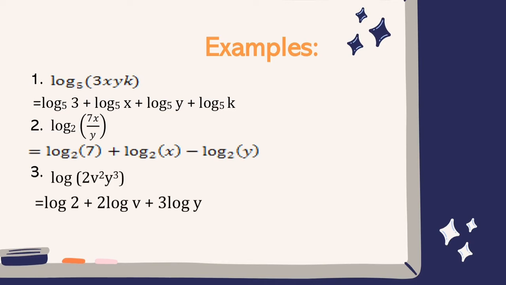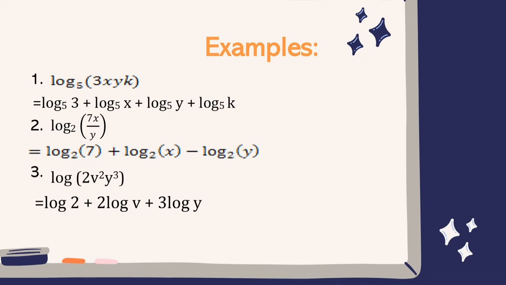For a third example, we have logarithm of 2v squared times y cubed. Inside the parentheses, we see the product of a number and variables that have exponents. Therefore, we follow two rules, the product rule and the power rule. So in expanded form, we have logarithm of 2 plus 2 logarithm of v plus 3 logarithm of y.